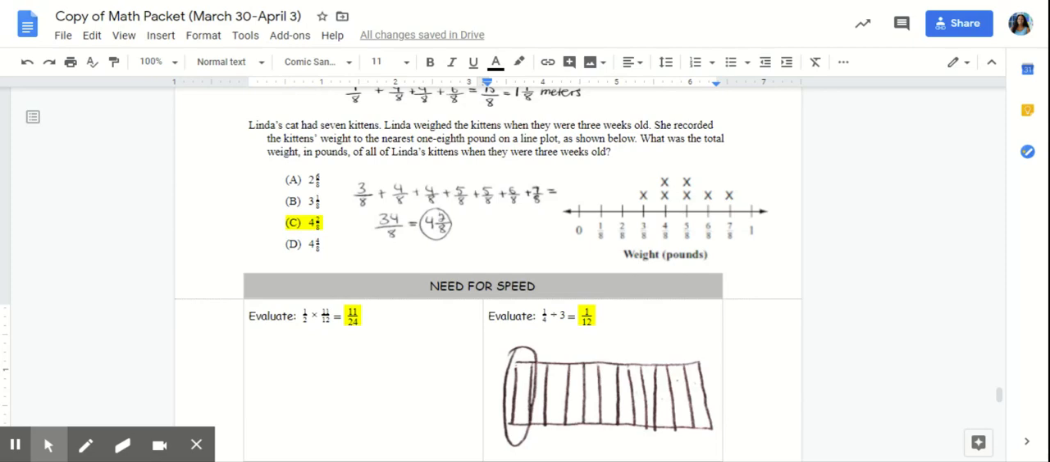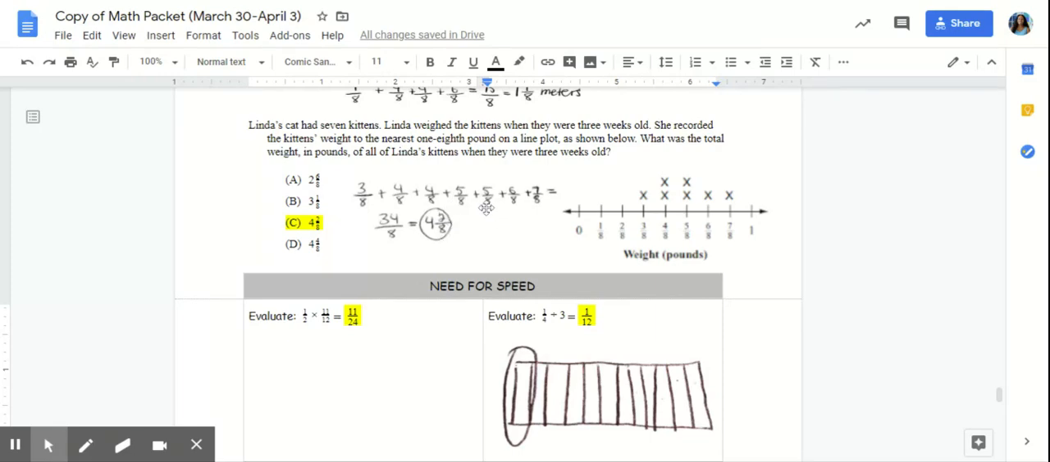Linda's cat had 7 kittens. Linda weighed the kittens when they were 3 weeks old. She recorded the kittens' weight to the nearest 1/8 pound on a line plot as shown below. What was the total weight in pounds of all of Linda's kittens when they were 3 weeks old?